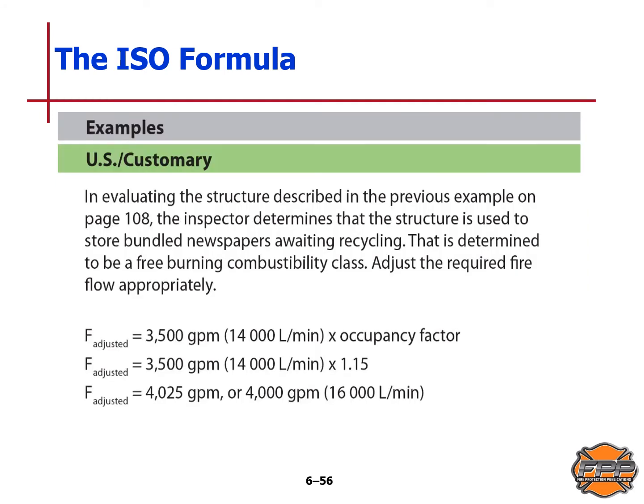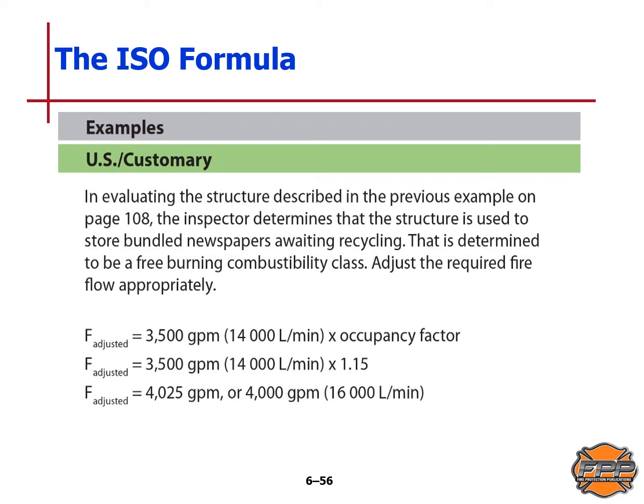In evaluating the structure described in the previous example on page 108, the inspector determines the structure is used to store bundled newspapers awaiting recycling. That is determined to be a free-burning combustibility class. If you go back and look at your tables, you'll see that. So you need to adjust the required fire flow appropriately.